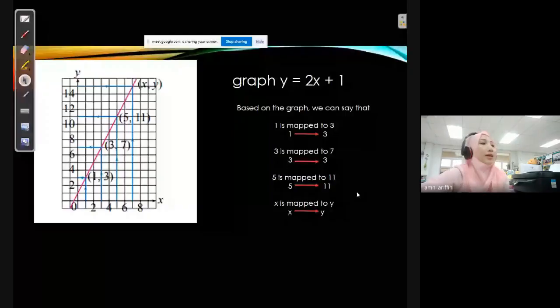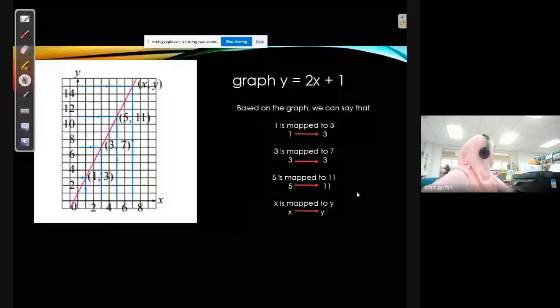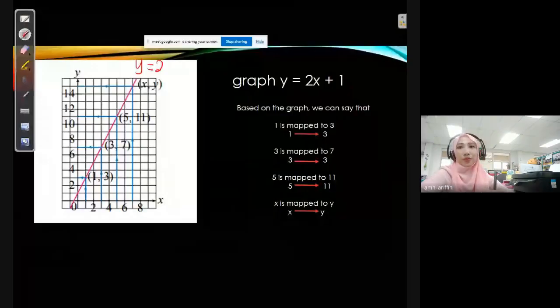Okay. So this one kalau kamu nampak daripada kamu punya screen, kejap. Okay. So this one, this graph represents the graph y equals 2x plus 1. Okay, this graph kalau kamu nampak dekat sini. This graph represents y equals 2x plus 1. Okay, boleh nampak?